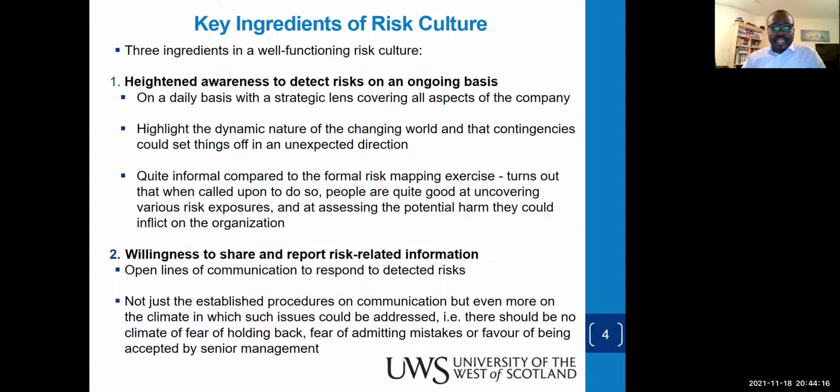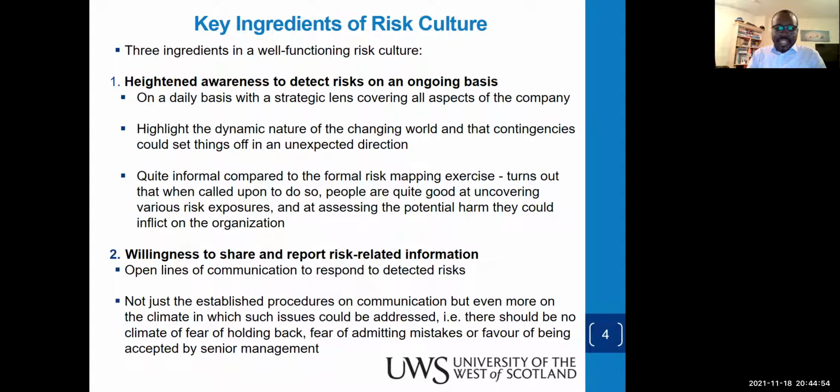Again, the second ingredient is communication: willingness to share, clear-cut reporting, okay. There should be open lines of communication. It shouldn't be just the established norm of write, email, text, call. No. It should also have some informal dimensions. But most importantly, we are looking at the climate in which these issues are addressed. Does the climate promote the need for me to come forward and speak without fear that I will be discriminated against? Can I come out and tell you that, listen, there's something wrong here without thinking that what I'm going to say is actually not what it is?